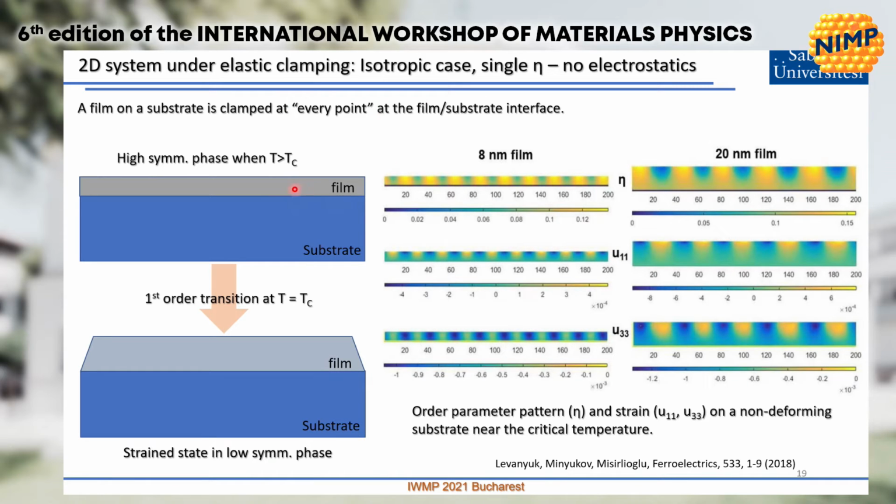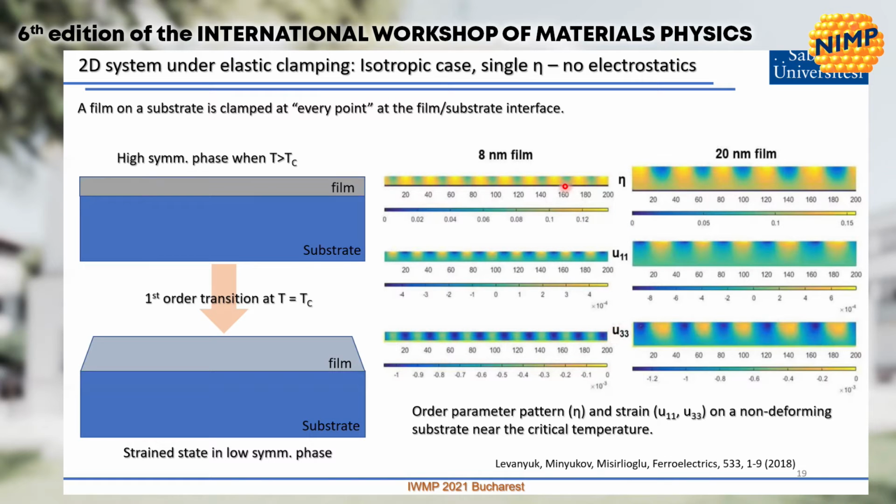So we again have this film on a substrate when you're above the transition temperatures. You're conforming to the substrate nicely, but when you have the first order transition, of course, the film wants to change its volume and then gets into a strained state, which is compensated by the formation of wavy profiles of eta, where you have regions of almost zero eta and then regions where you have maximal eta. And this, of course, is a function of film thickness. We were also able to get the strain maps.